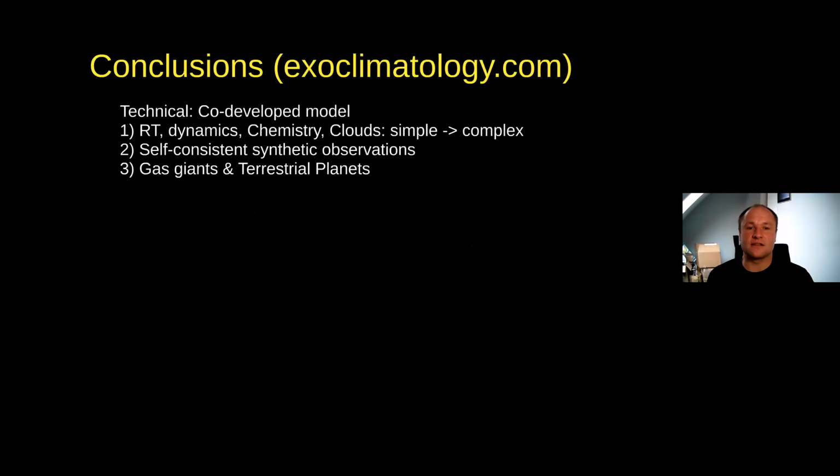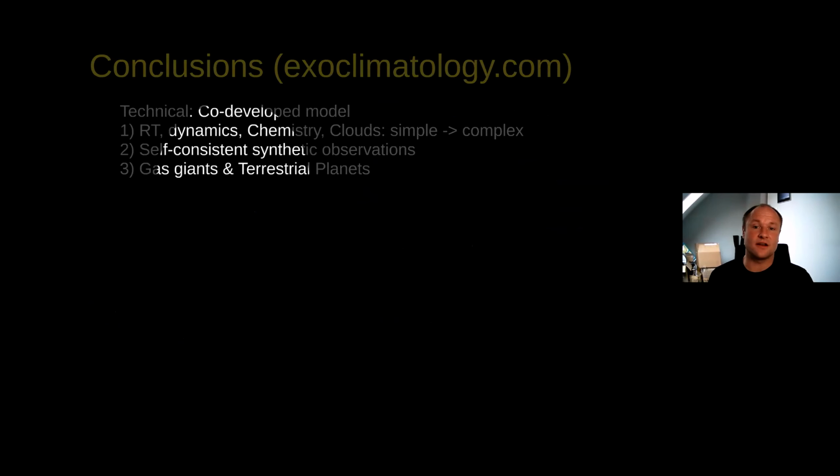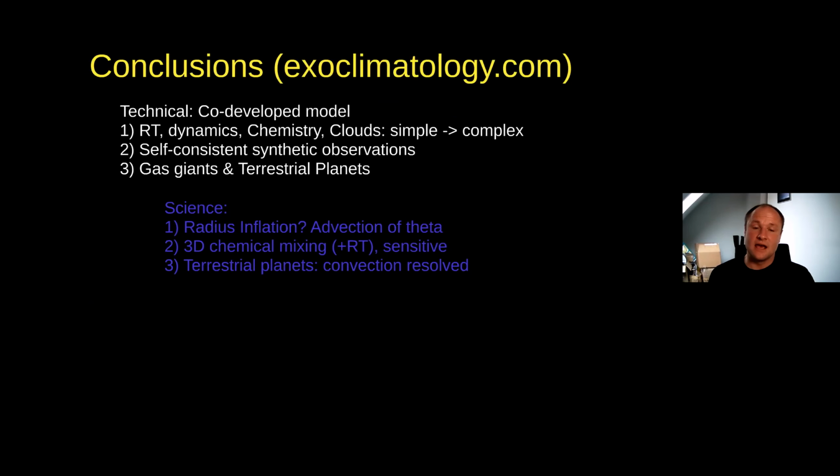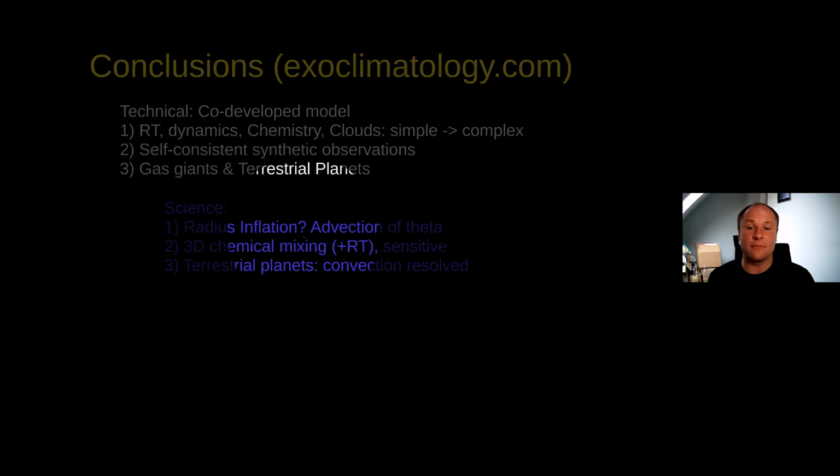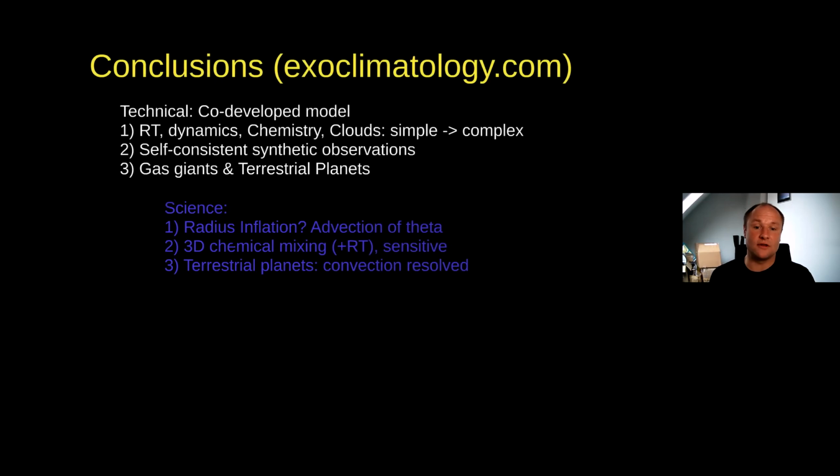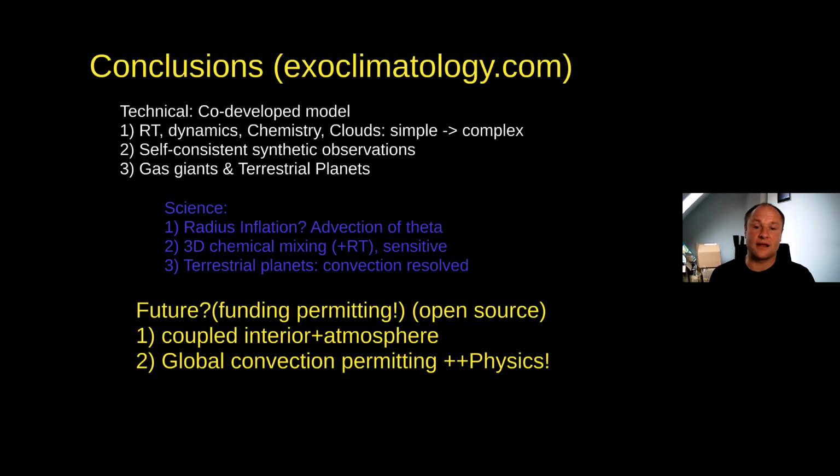We've got some really good model hierarchy stuff now with self-consistent observations. We can study gas giants and terrestrial planets. And I hope that I've shown you some indications, working with Pascal Tremblin and others, that there's possibly a dynamical solution for the radius inflation, and that actually the 3D dynamics really play a key role in the observations of hot Jupiters, and that convection is something that needs to be thought about carefully.